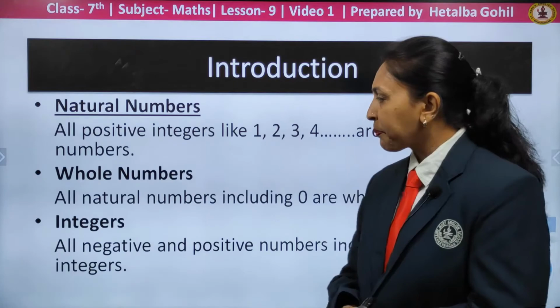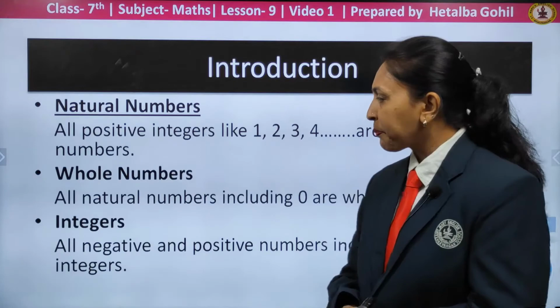Now, rational numbers in standard form. A rational number is in standard form if its denominator is a positive integer and there is no common factor between the numerator and the denominator other than 1. This we have learned, the simplest form. Standard form is simplest form only.